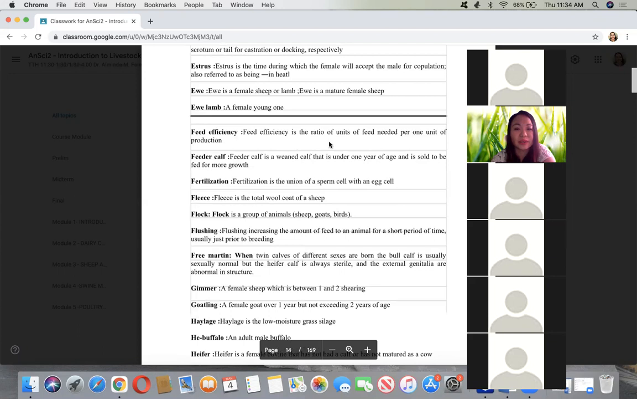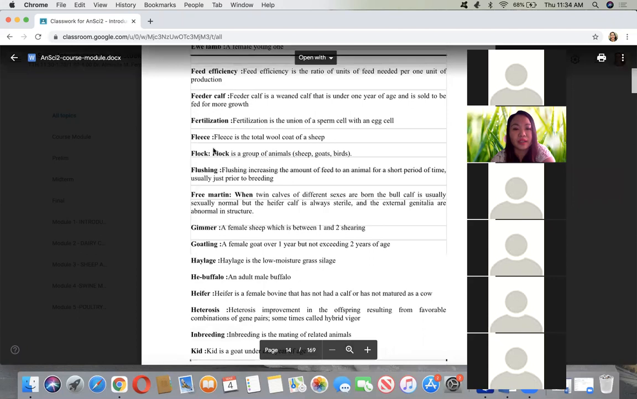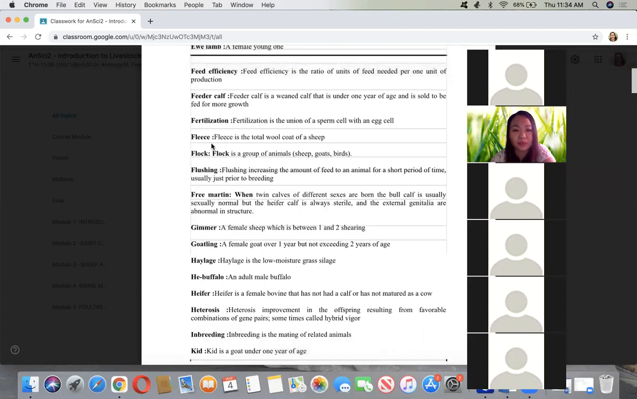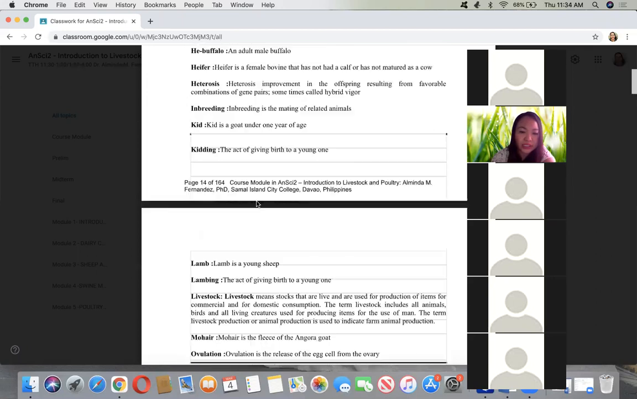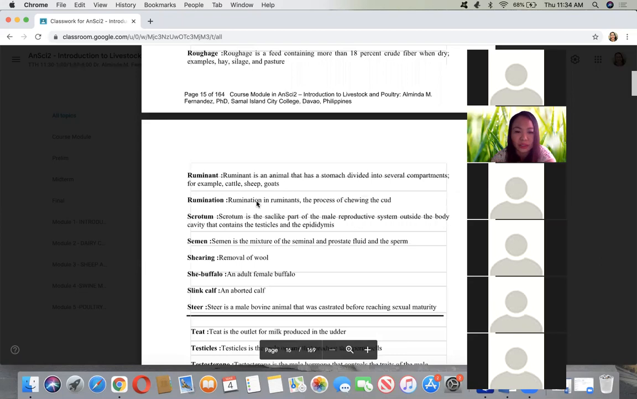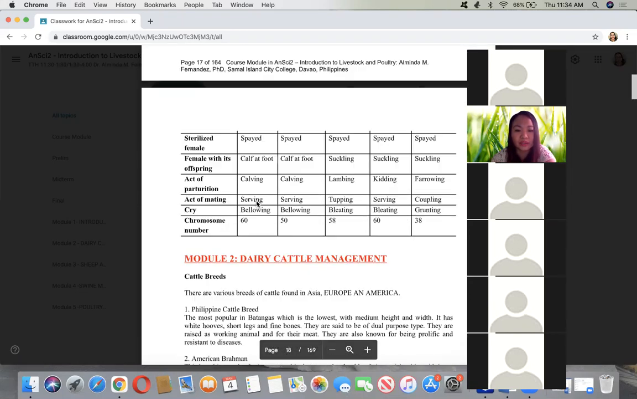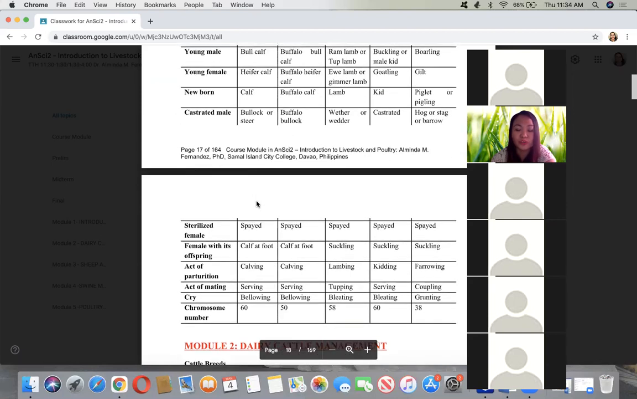Feed efficiency is the ratio of units of feed needed per one unit of production. Feeder calf is a weaned calf under one year of age and sold for feeding. So we're running out of time. Now we have 10 minutes left. So I hope you will continue this one. Before I continue all the terms, let me finish this now before we go to module 2.